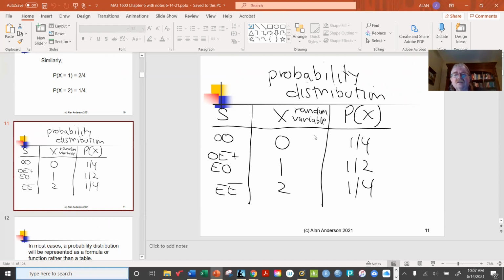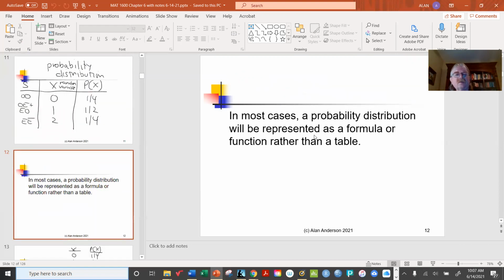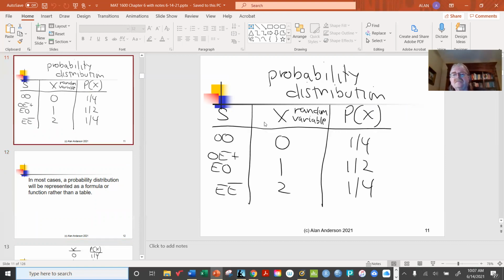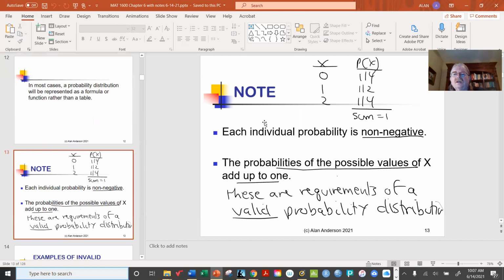What we do note here, though, is that number 1, usually probability distributions are expressed as a formula, just because it's easier to deal with it that way, especially when there's a large number of X's. And number 2, in order for any probability distribution to be valid, it has to have two key properties, which are taken from the axioms of probability.